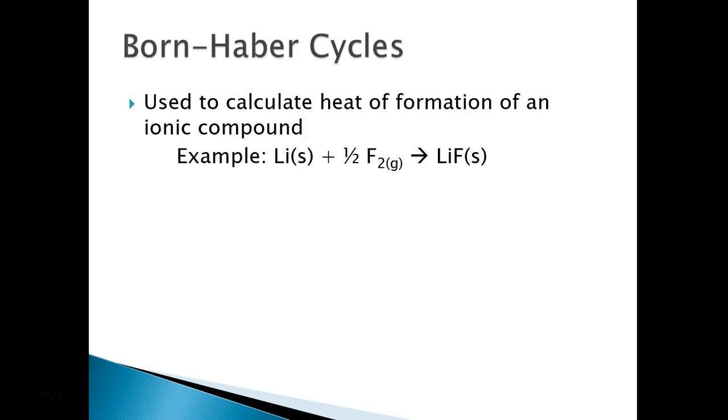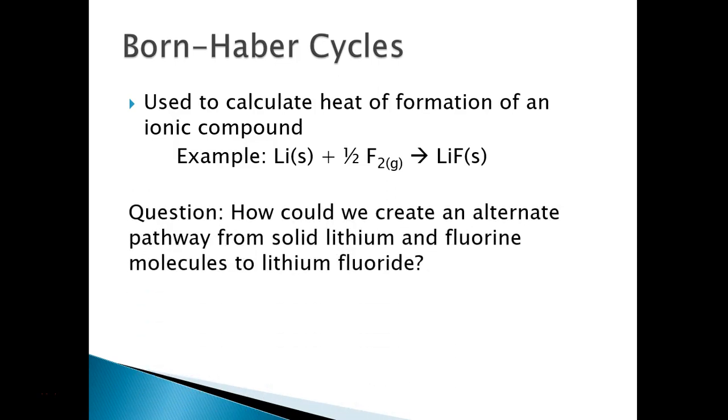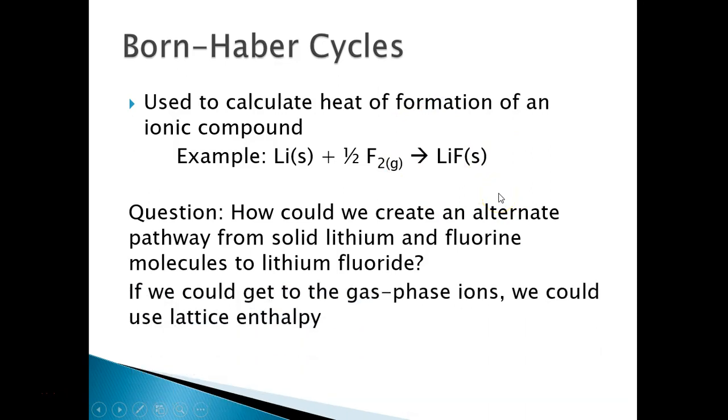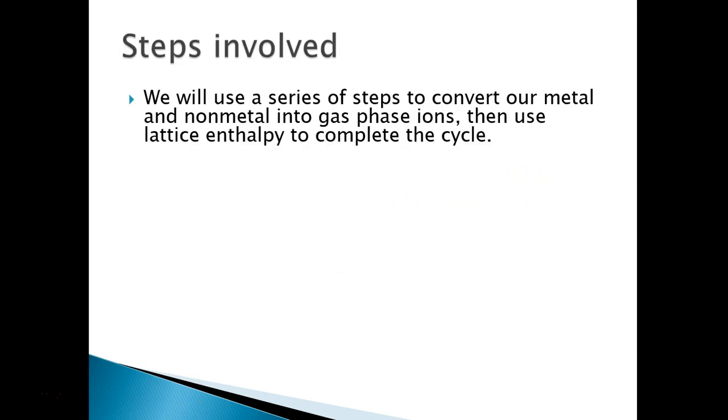All right, so we use Born-Haber cycles to calculate the heat of formation of ionic compounds. For example, we could find the heat of formation of lithium fluoride from lithium and fluorine gas. And the question is, how could we create an alternate pathway to get from solid lithium and fluorine gas to solid lithium fluoride? So if we could get from the solid lithium and the fluorine molecules to gas phase ions, we could use the lattice enthalpy to connect back to the lithium fluoride.